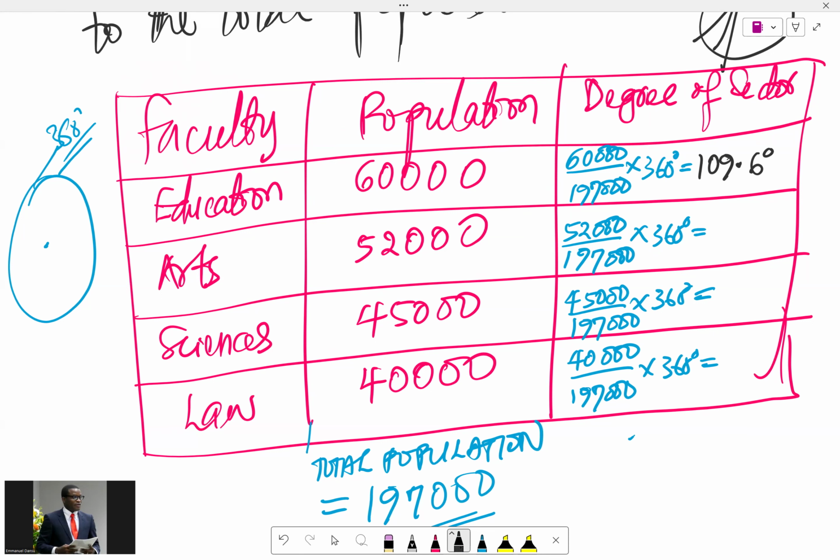52,000 divided by 197,000 times 360 degrees. That will be 95.0 degrees. Then the next one is 45,000 divided by 197,000 times 360. That is 82.2 degrees. Then lastly, you have 40,000 divided by 197,000 times 360. That is 79.1 degrees.